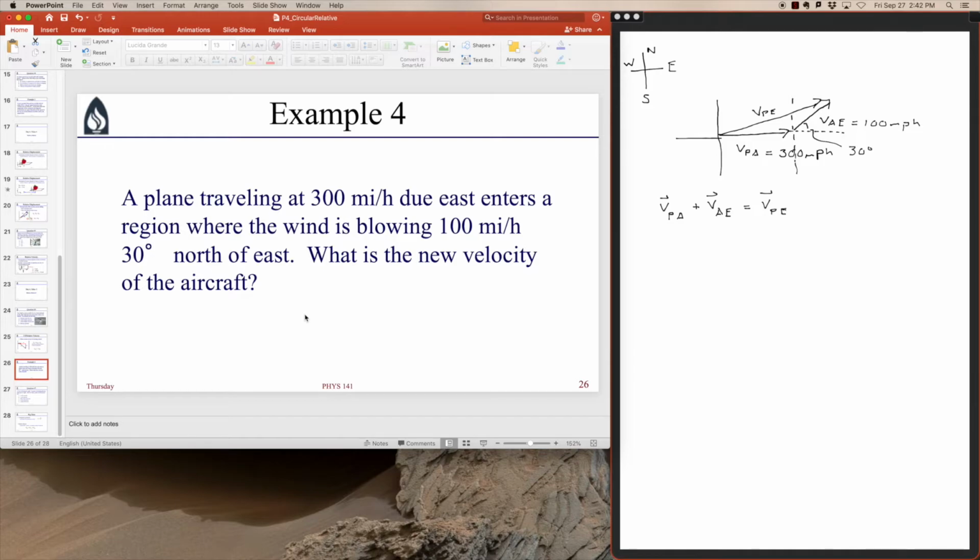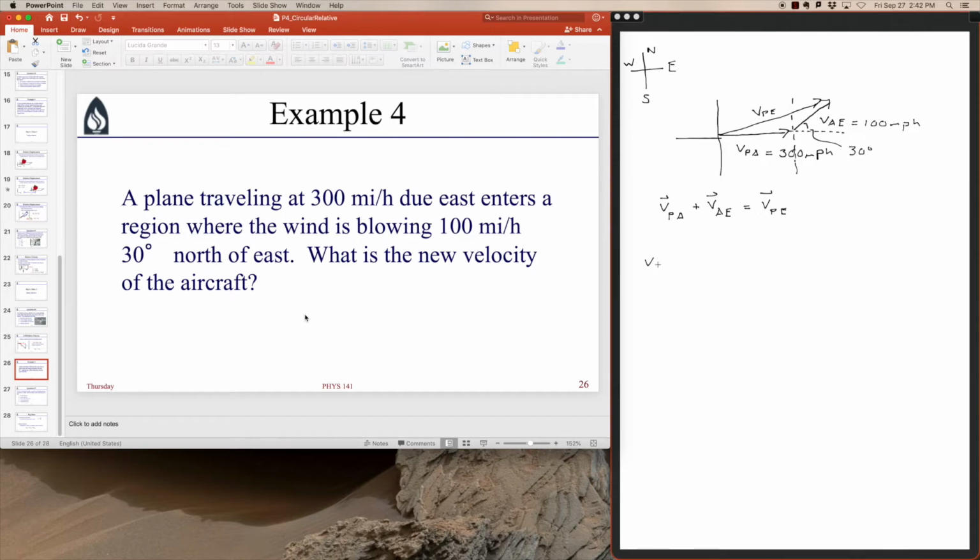So I want to find the magnitude and the direction of that velocity vector. To do that, I need to add together these other two velocities. And the first step, of course, is to break those velocities into their x and y components. So I'm going to start by making a table to break the velocity vectors into components.